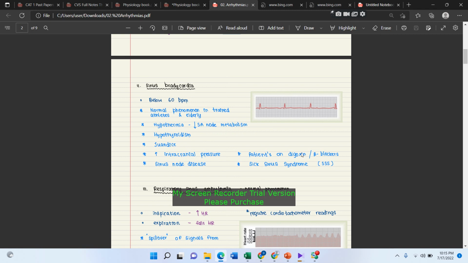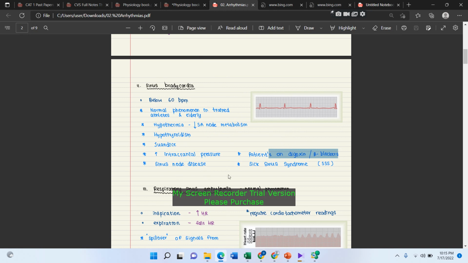Patients on digoxin or beta blockers. Digoxin is a drug we use to block these beta adrenergic receptors, and when patients with some other disease use digoxin or beta blockers, it can be a reason for sinus bradycardia. I mean, it overdrops the heart rate, causing sinus bradycardia.